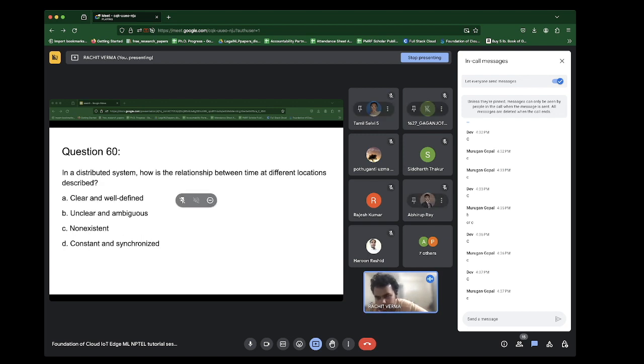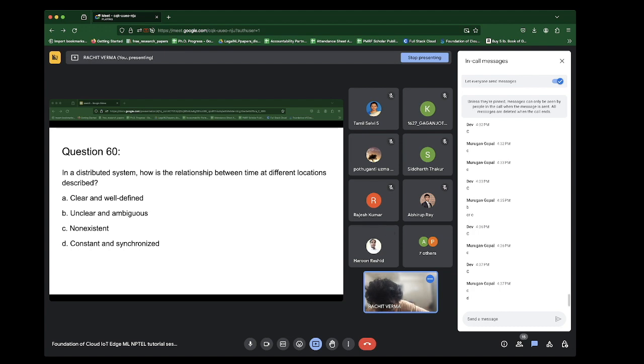So in a distributed system, how is the relationship between time at different locations described? Is it A, clear and well defined, B, unclear and ambiguous, C, non-existent, or D, constant and synchronized? I think D, constant and synchronized. Okay. I want you to keep some keywords in mind. Time at different locations. And ambiguous.